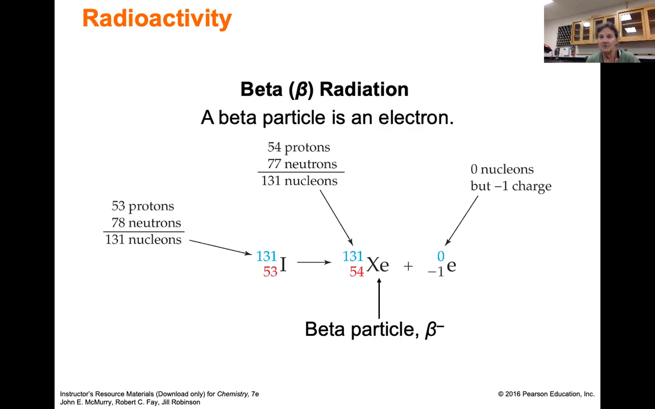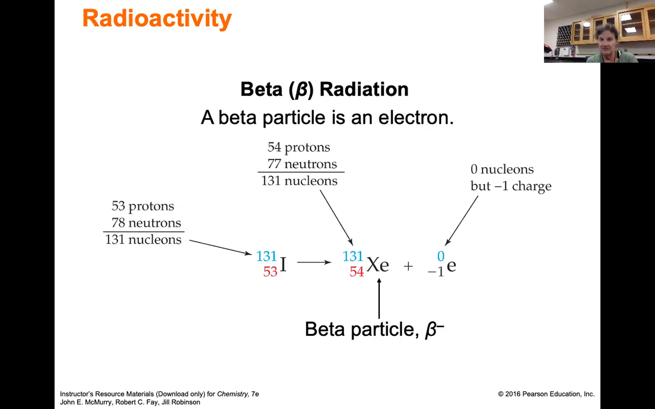Beta decay, like I said, is where one of the neutrons actually changes into a proton and an electron. So you have to balance it in the same way. Iodine-131 is a radioactive isotope of iodine. On the right-hand side, the mass has to be the same, so you have 131 mass particles in the xenon. Electrons are so much lighter than protons and neutrons that they essentially take away 0 mass. They don't have any nucleons. And so 131 equals 131 plus 0.